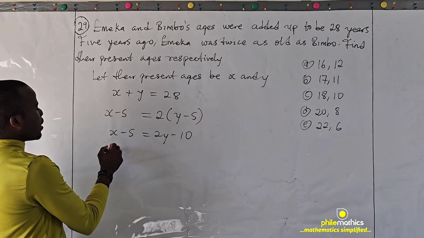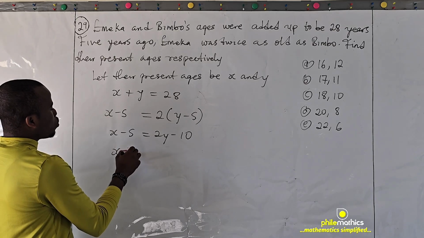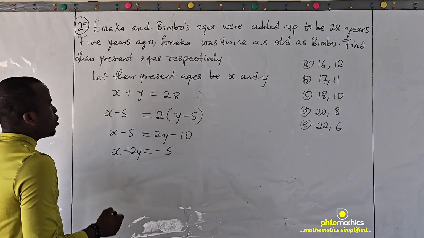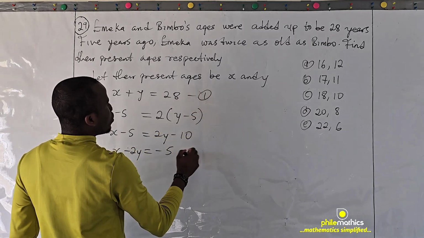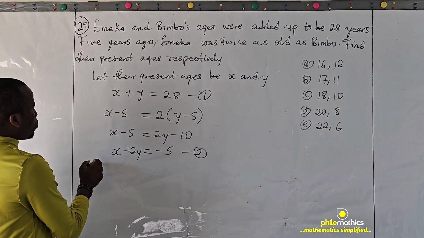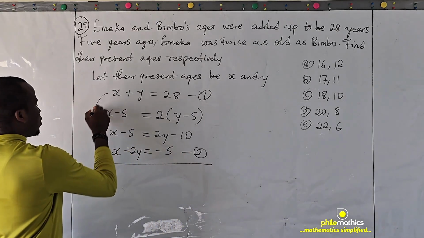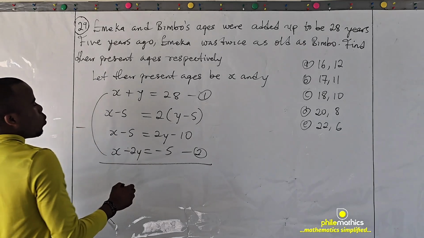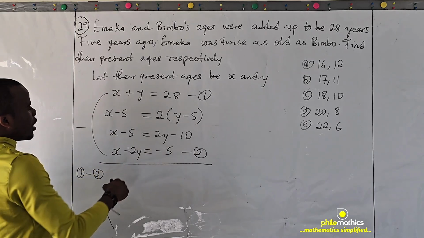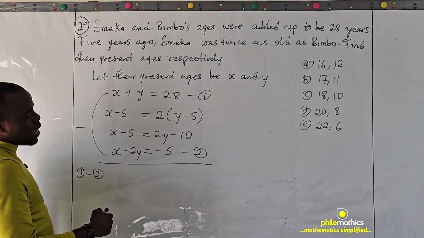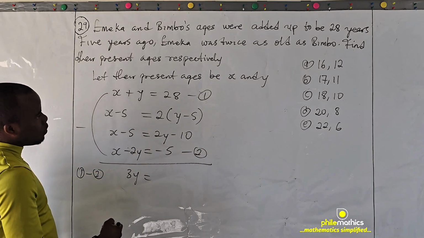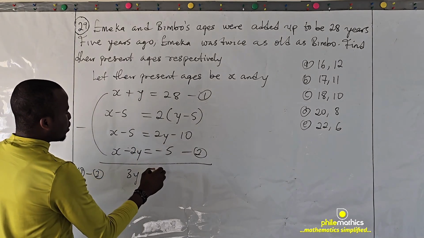If I take this to the left hand side, I have x minus 2y equals minus 10 plus 5, which is minus 5. So if I call this equation 1 and call this equation 2, I can subtract equation 1 minus equation 2. Equation 1 minus 2, this x is gone. Y minus 2y is plus 3y. And 28 minus 5 is 33.